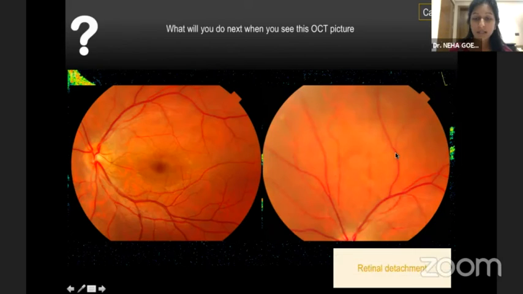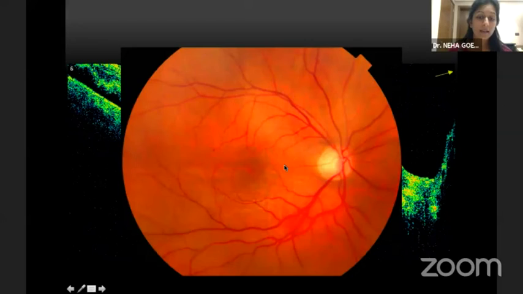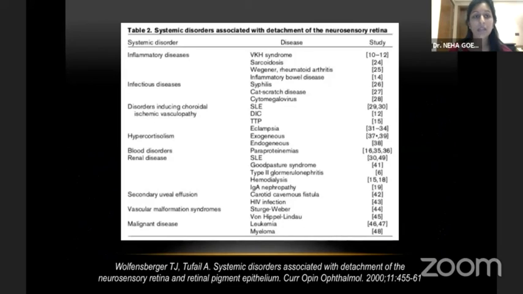This is actually a case of a very shallow superior retinal detachment with a dialysis in a young male. Another pointer on OCT is these inner retinal folds that you will see, which again point that this is in fact a shallow retinal detachment, which you should not miss.